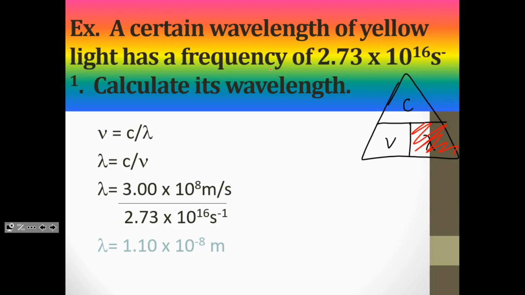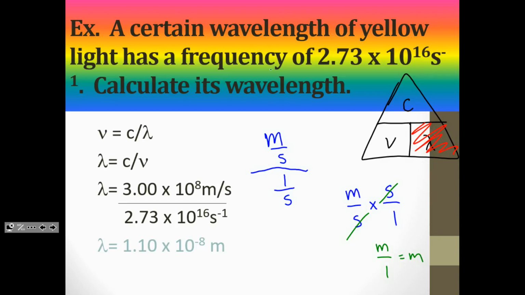And let's just take a quick second to look at units. I have meters per second, and I'm dividing it all by 1/seconds. And if you know anything about fractions, when you divide a fraction by another fraction, you multiply by its reciprocal, which would be seconds over 1. And from last unit, we learned that you can cancel out units top and bottom. So then we get meters over 1, which ends up being just meters.